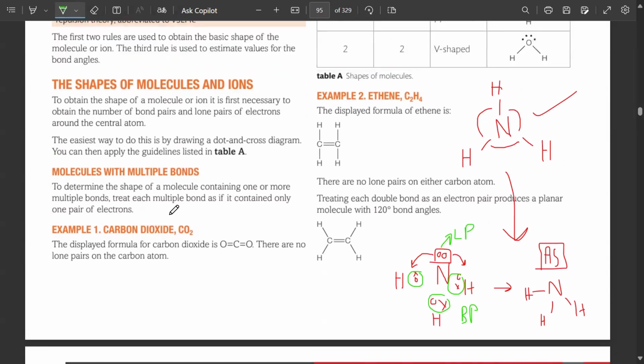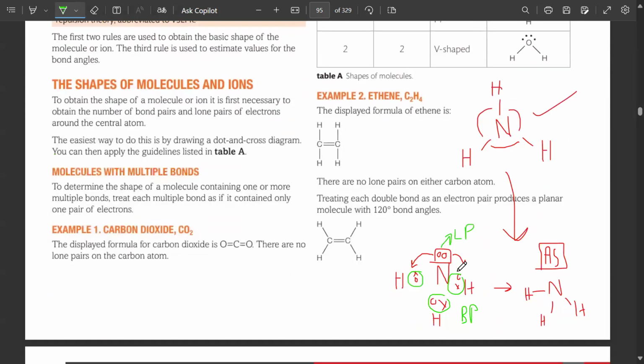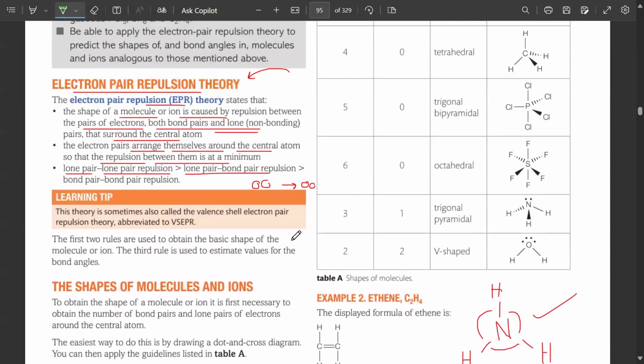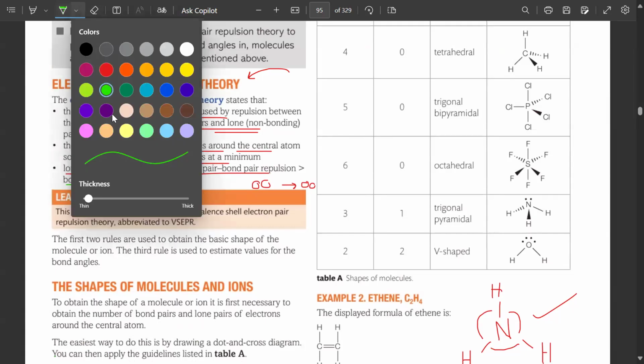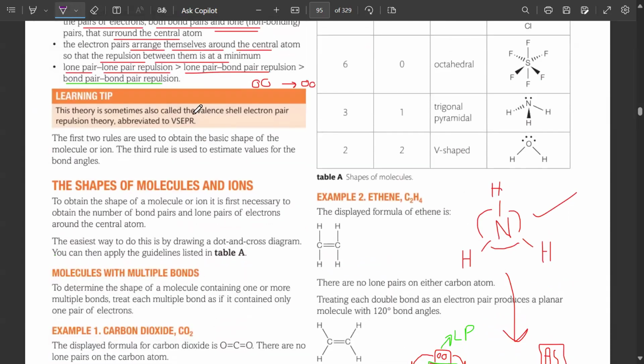And for any molecule that you are given, you have to first tell how many bond pairs are there in the central atom. Always look at the central atom and how many lone pairs are there in the central atom. So the weakest kind of repulsion is the bond pair repulsion according to the VSEPR theory. This theory is sometimes also called the valence shell electron pair repulsion theory, abbreviated to VSEPR. The first two rules are used to obtain the basic shape of a molecule or ion, and the third rule is used to estimate the values for the bond angles.